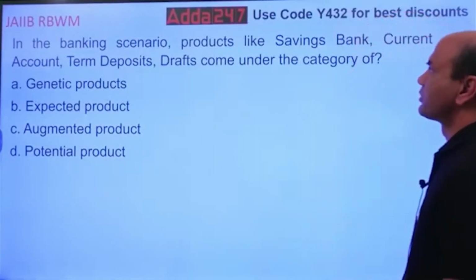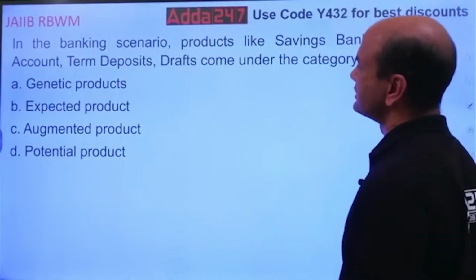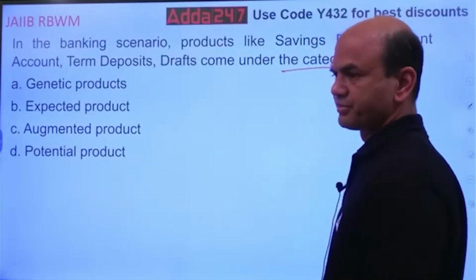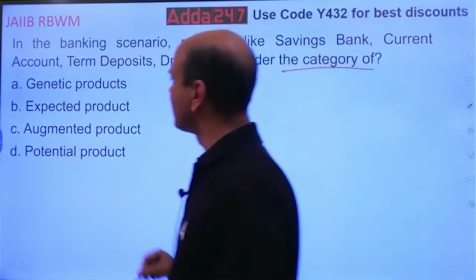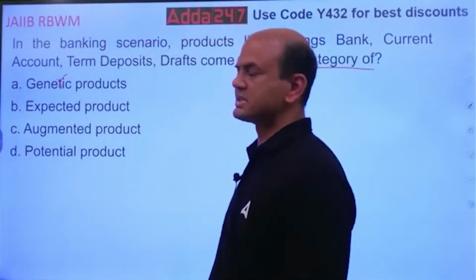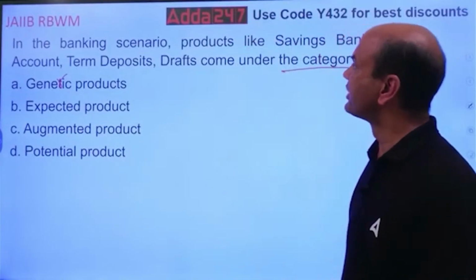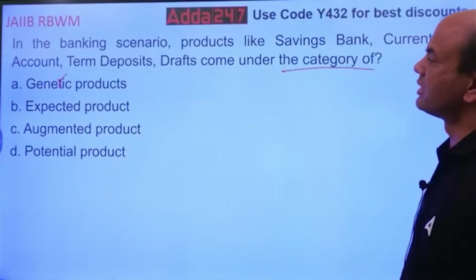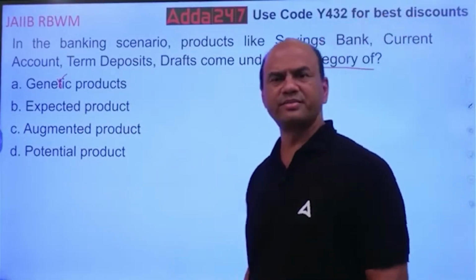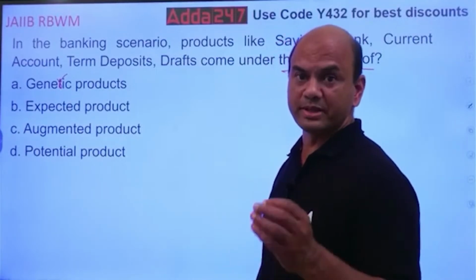In banking scenario, products like savings bank, current account, term deposit, drafts come under which category? Category of generic, it's not genetic, generic, expected, augmented and potential products. So, savings, current, term, draft. Firstly, what are these products? Generic, expected, augmented, potential. These are the types of products or levels of products. The best word is levels.